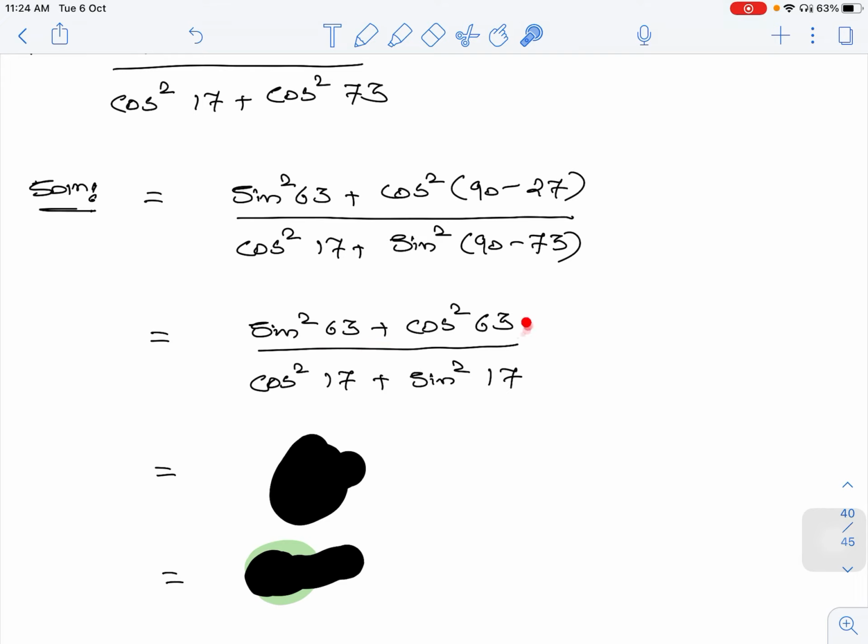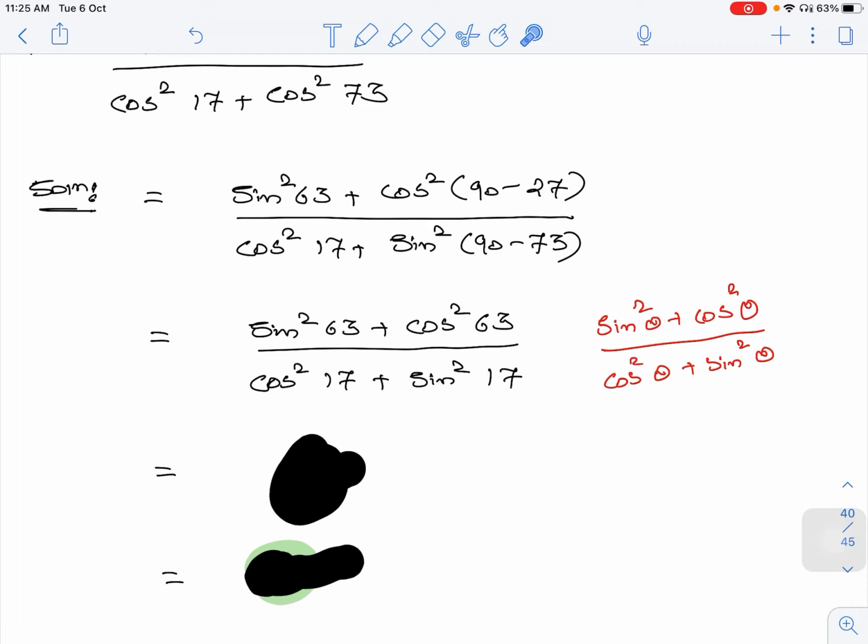Now if you look at this ratio, it is similar to an identity. We can write it as sine square theta plus cos square theta. Why theta? Because these both angles are the same, divided by cos square theta plus sine square theta. Okay, now we have an identity.